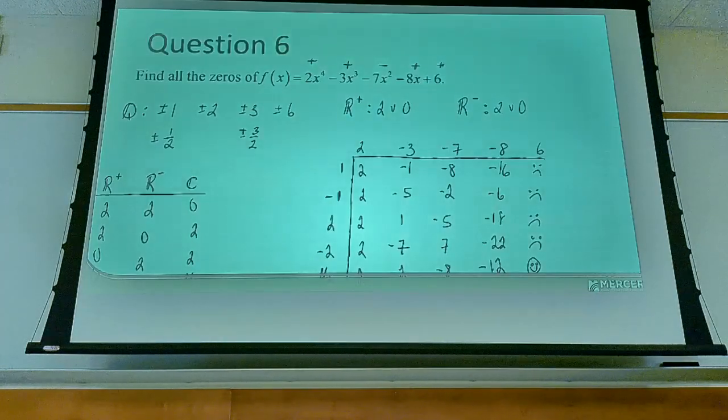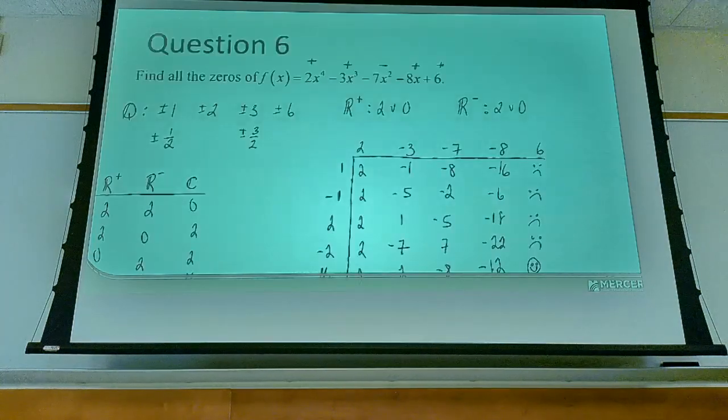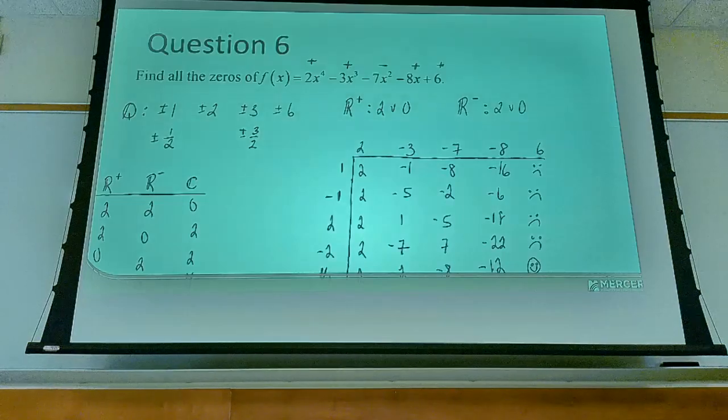And then we're left with what? 2x cubed minus 2x squared minus 8x minus 12. Okay, look at the rationals. 1, 2, 3, 4, 6, and 12, a half, 3 halves, and everything else is listed.